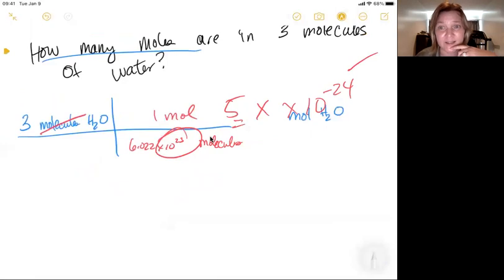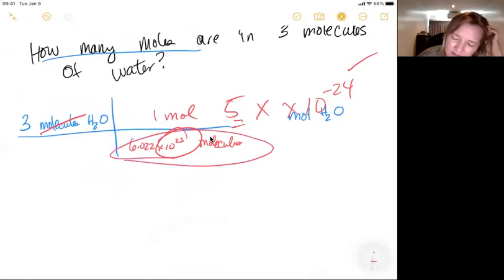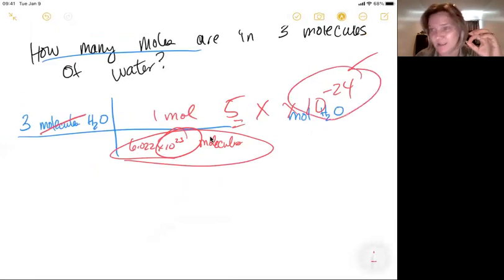So 5 times 10 to the power minus 24 moles of water. That number makes sense because you've got 10 to the power of 23 in the denominator, so your exponent needs to be supremely negative. These are the kind of things I want you to watch out for. And these are conversion factors with just Avogadro's number.